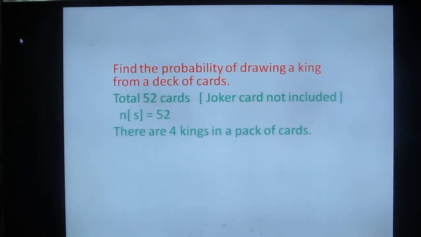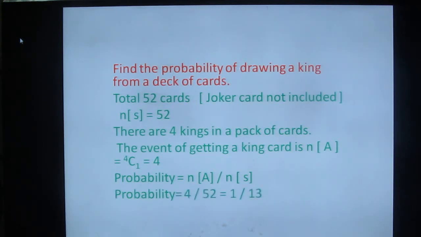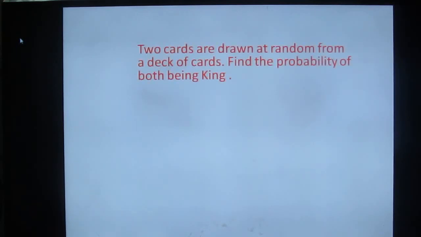There are 4 kings in a pack of cards. So you have to select a king. That means 4c1. Selection is nothing but combination. What is 4c1? Nothing but 4. So probability is equal to n of a by n of s. So the probability of getting a king is 4 by 52. What is 4 by 52? When you simplify, you will get 1 by 13. Shall we go to the next question?